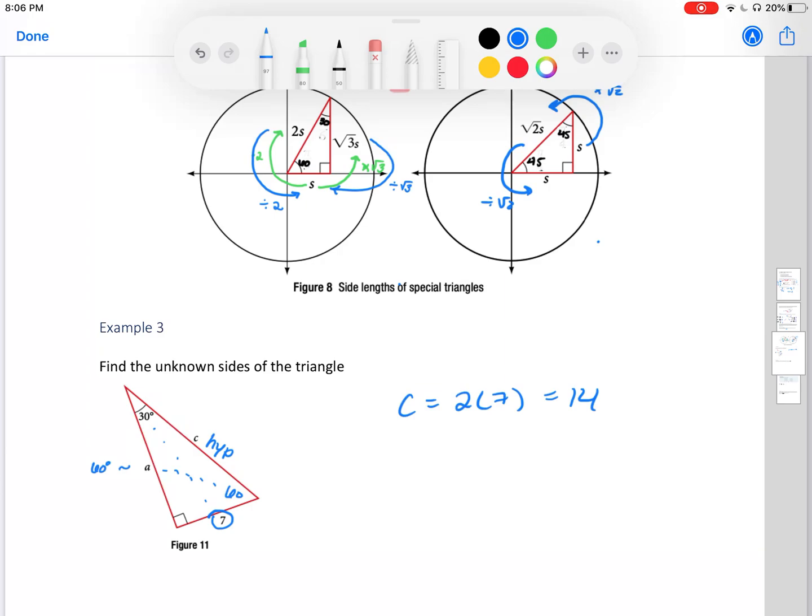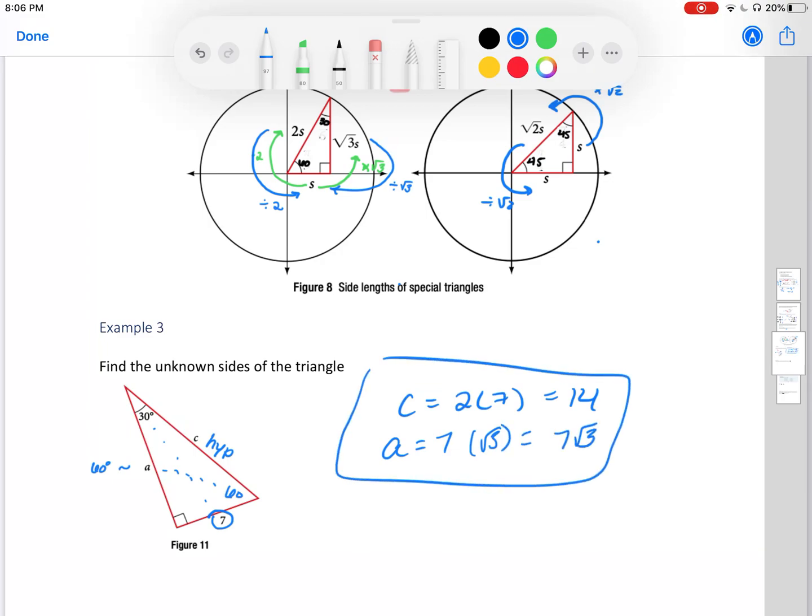My A, my side that corresponds to 60 degrees, we need to find that out. According to our triangle, to go from 30 to 60, we need to multiply by a radical 3. So to find A, I take 7 times square root of 3. We get 7 square root of 3. That one wasn't so bad.